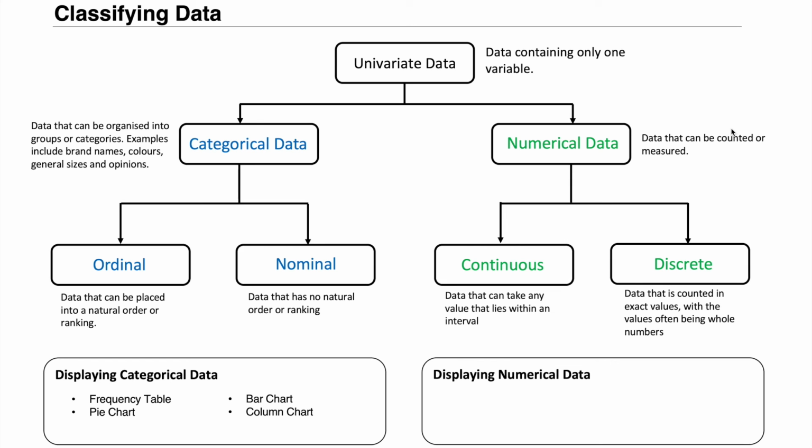When we're displaying numerical data, the best ways of displaying that data, again, we've got a frequency table. You can use a dot plot. You can use a column graph. We can also be using stem and leaf plots and histograms. Now we're going to have a look throughout the unit on the different types of ways we can display data and learn how we can complete each of those different types of data displays. So that is a summary of the different ways that we can classify data when we are looking at our univariate data analysis.